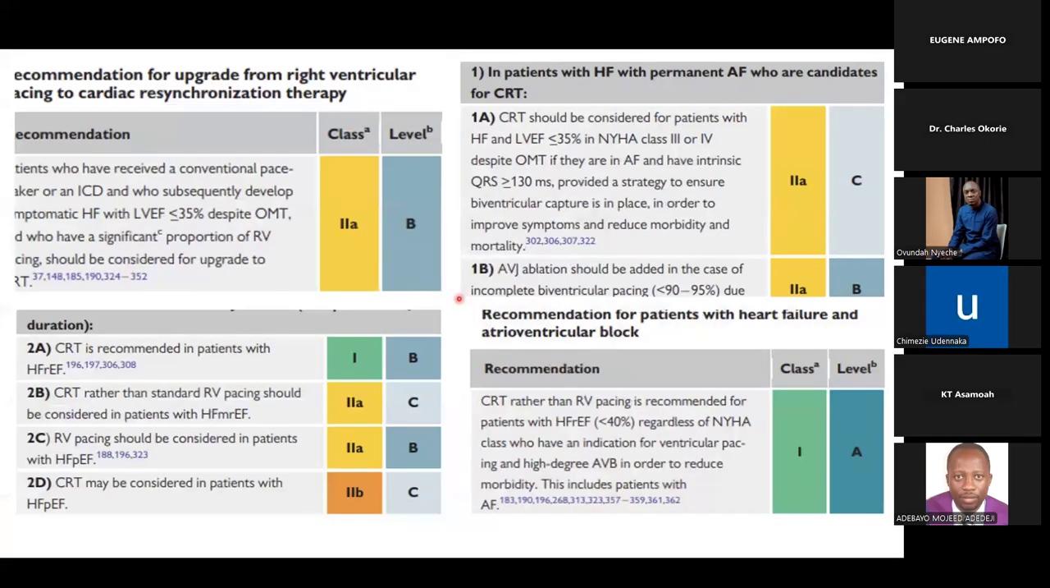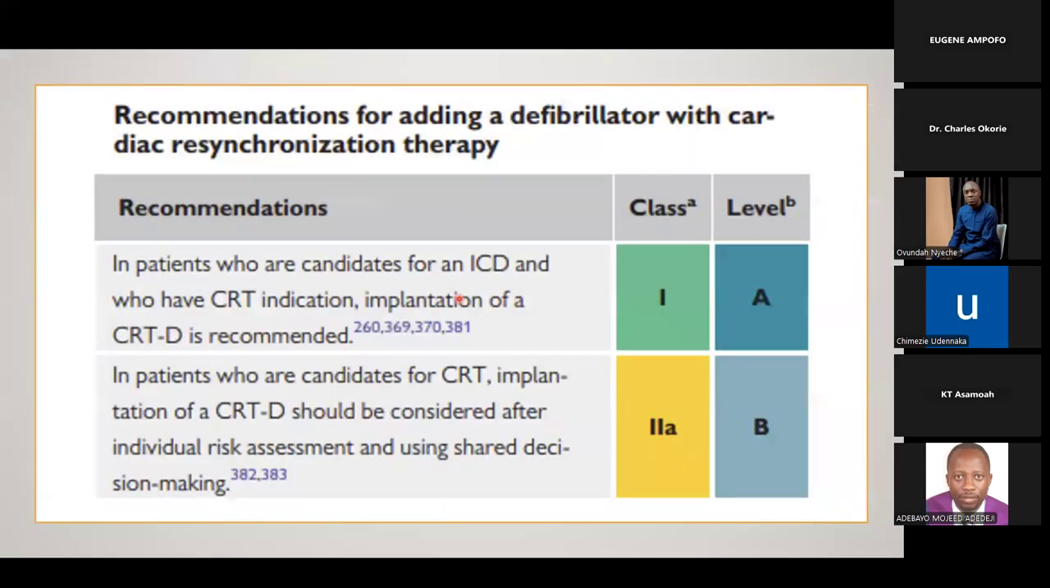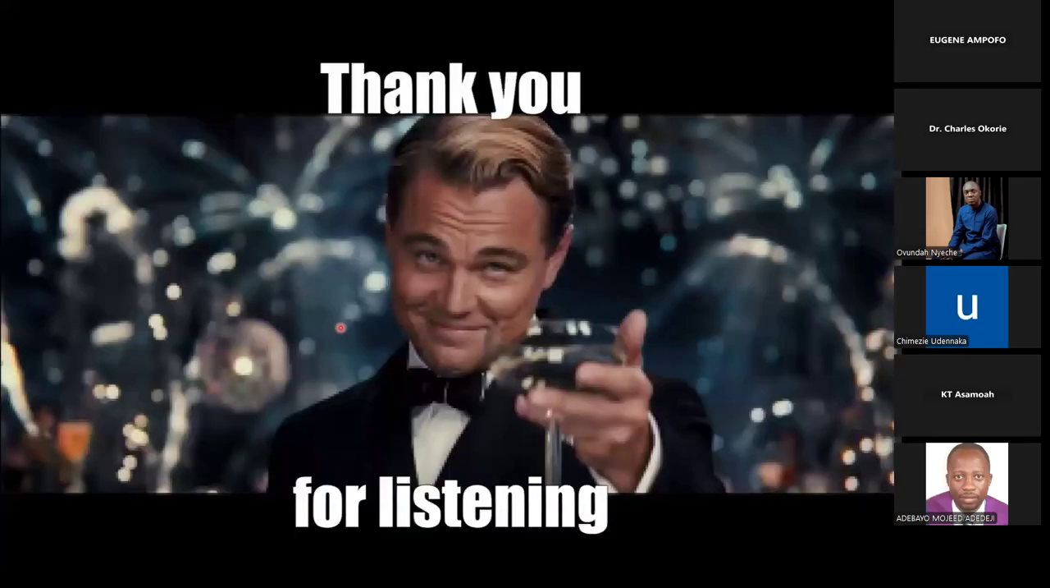So I think this ends the presentation. Those who are candidates for an ICD who also need a CRT, you do a CRT-D for this patient. Thank you very much, and I'll take any questions that you may have.